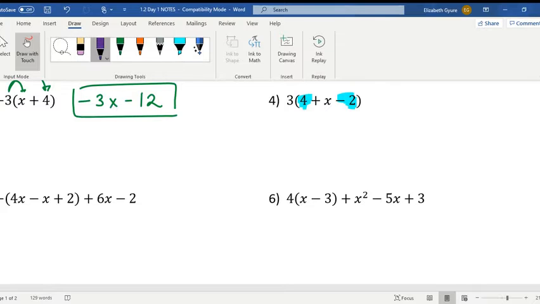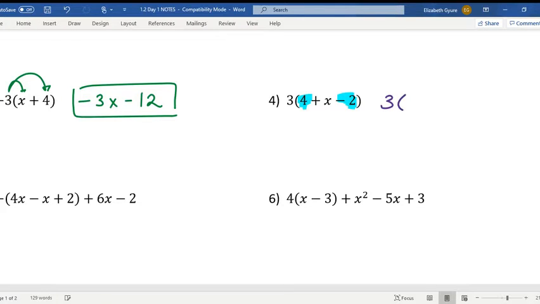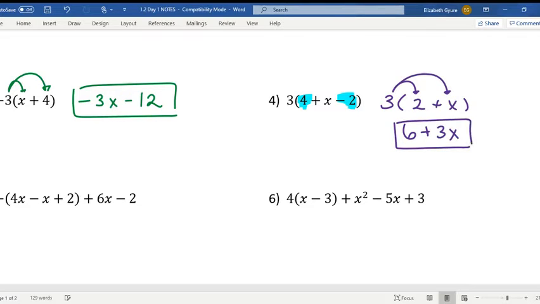So let's rewrite this. Let's simplify a little bit. I'm just going to bring my 3 with me. We haven't done anything with it yet. And then what's 4 minus 2? Positive 2. So 4 minus 2 is 2. And then bring your plus x with you. Good. Okay. So now let's distribute. Corey, what's 3 times 2 going to give us? 6. And then Bailey, what's 3 times x going to give us? 3x. So you'll have 6 plus 3x. Good. No, we're done. There's no equal sign on this one.